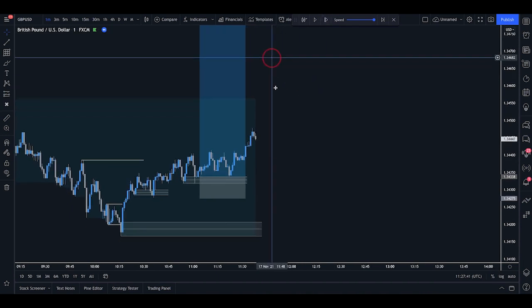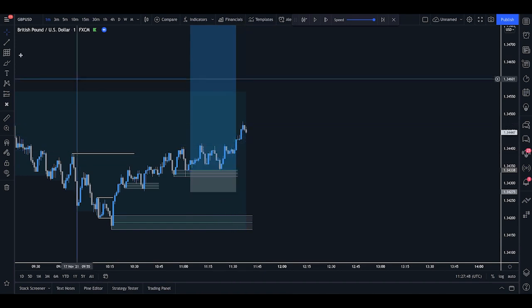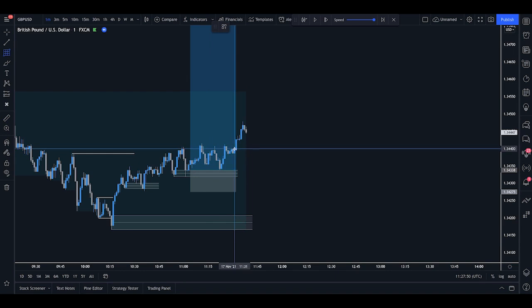And here we go. We've now seen some nice breaks of structure. So we've had here a higher low form, then we've had a higher high. Now we could pull back. We could potentially look towards this zone here because this is the zone that broke structure, and we may get a reaction from here, and that would continue the trend up.